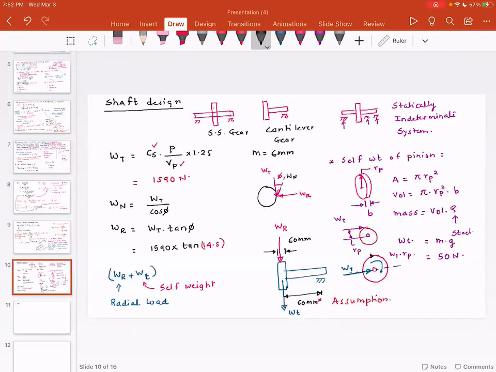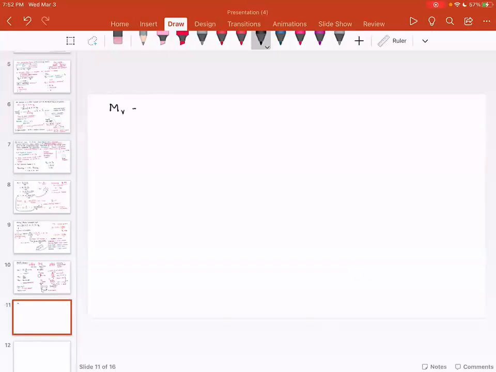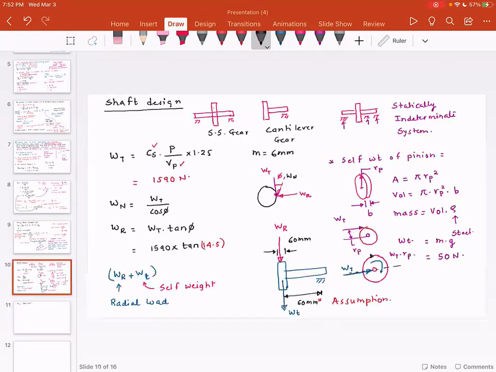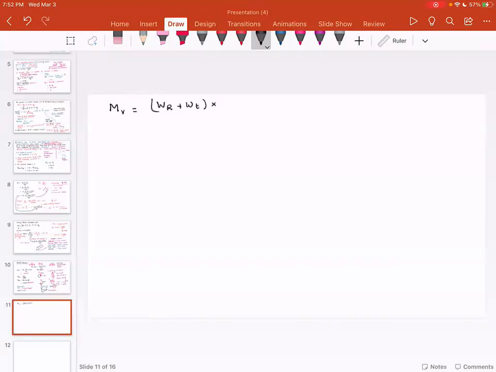So let's find out the moment. Let's consider the moment in the vertical direction. The moment in the vertical direction is equal to radial load plus weight multiplied by the distance, which is 60 millimeters. Moment in the horizontal plane is WT multiplied by 60 millimeters. This unit is going to be Newton millimeter. This unit is going to be Newton millimeter. And also I have the torque.